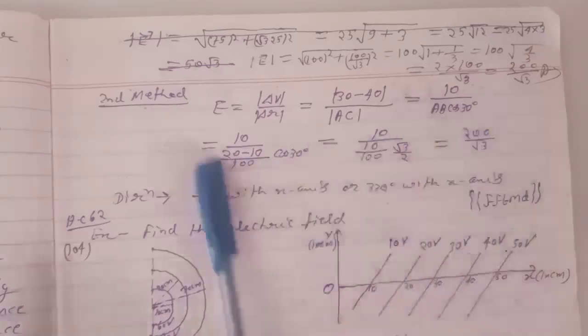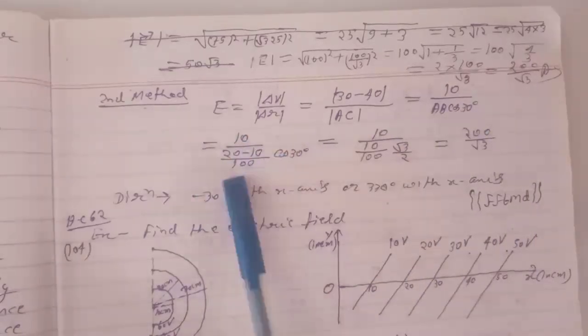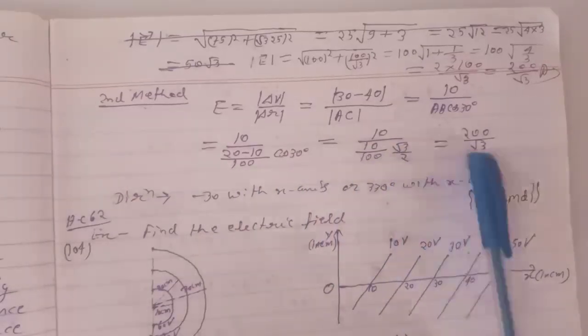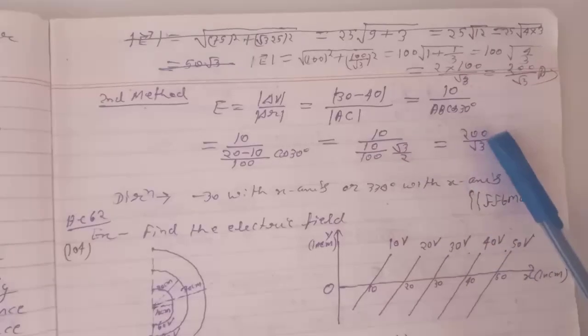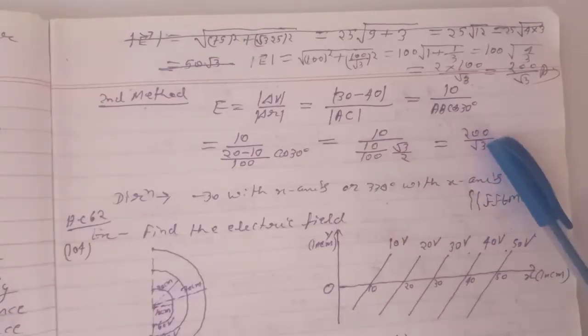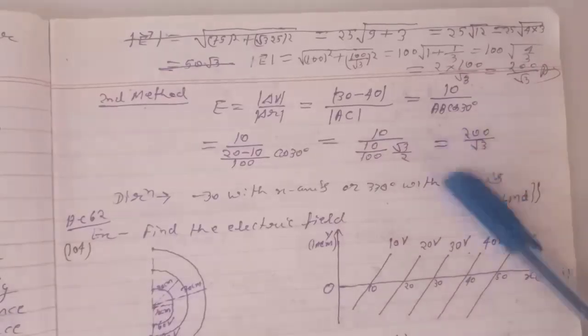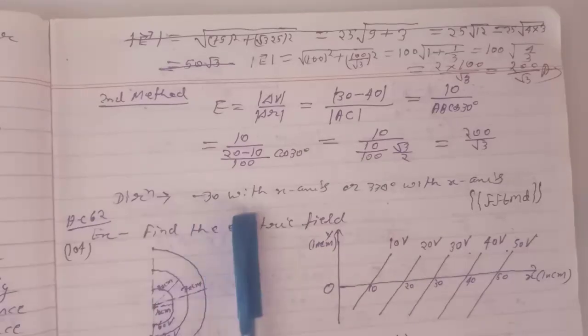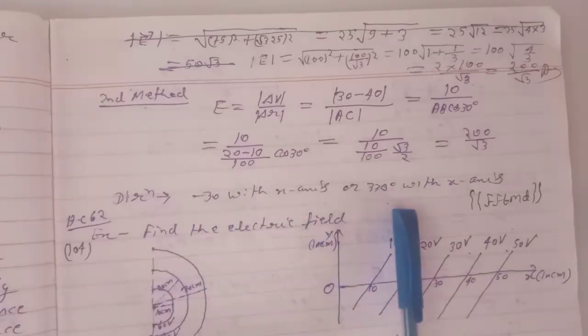And putting the value, we have 10 by 20 minus 10 by 100 cos 30, 10 by 100 into root 3 by 2, or 200 by root 3. So the electric field we have calculated is 200 by root 3. So we see that we can use any method to calculate electric field, and the direction again will be minus 30 degree with x-axis, or 330 degree with x-axis.